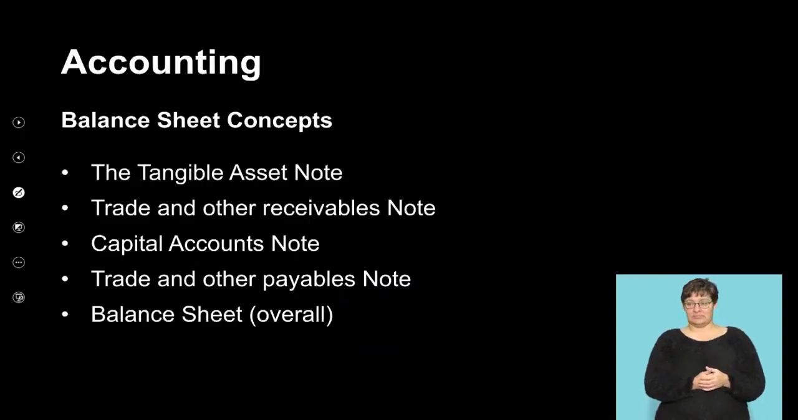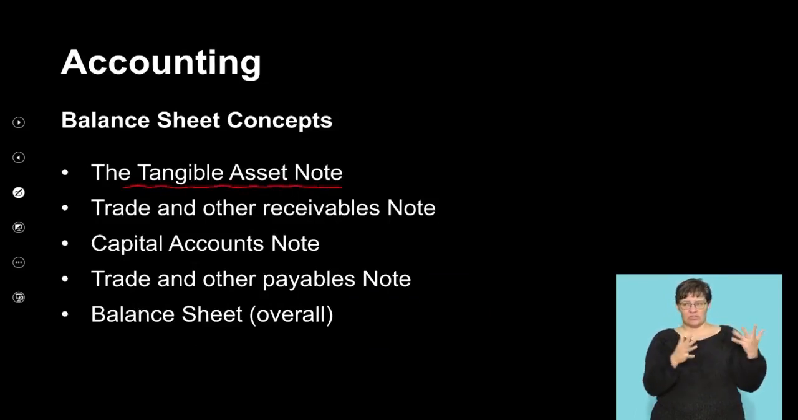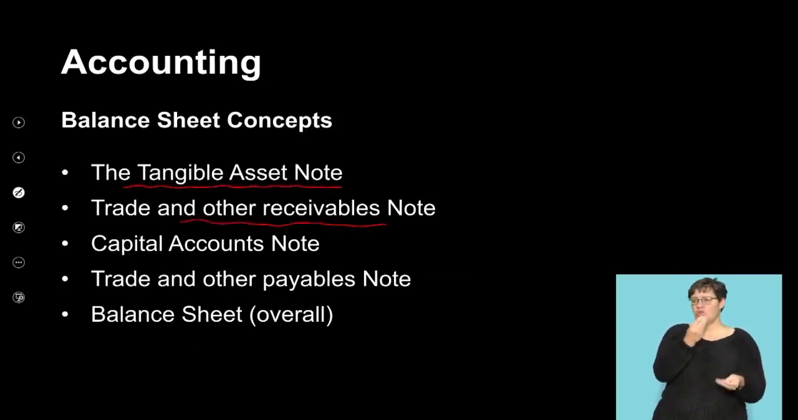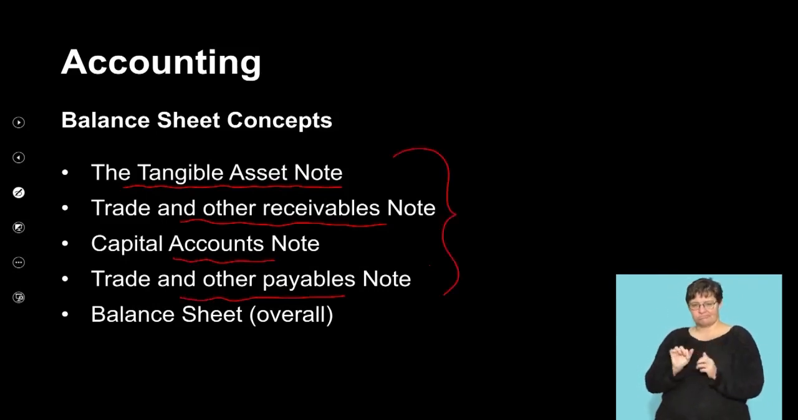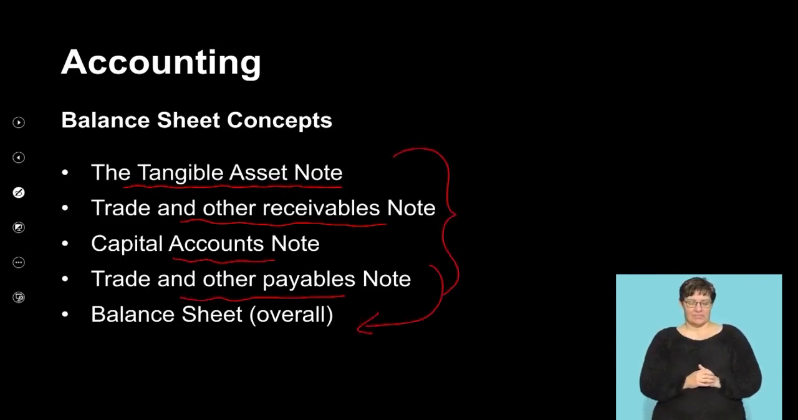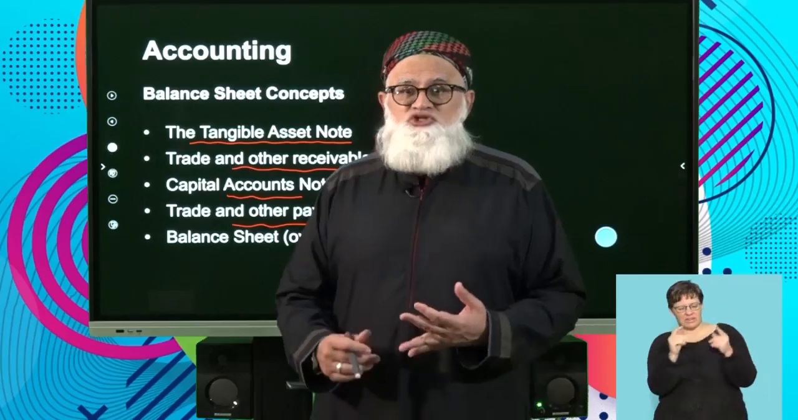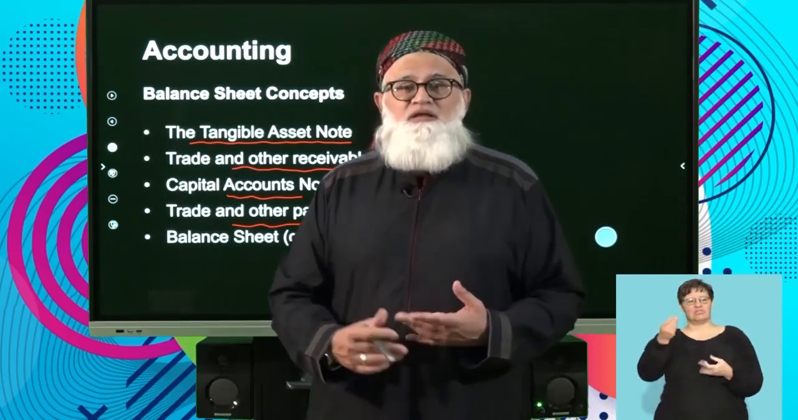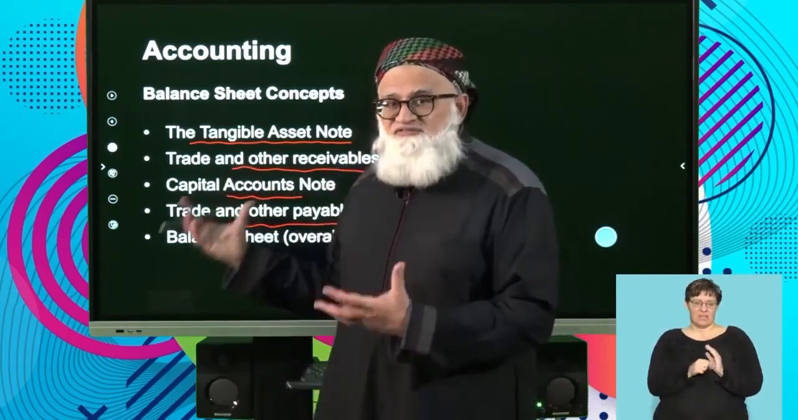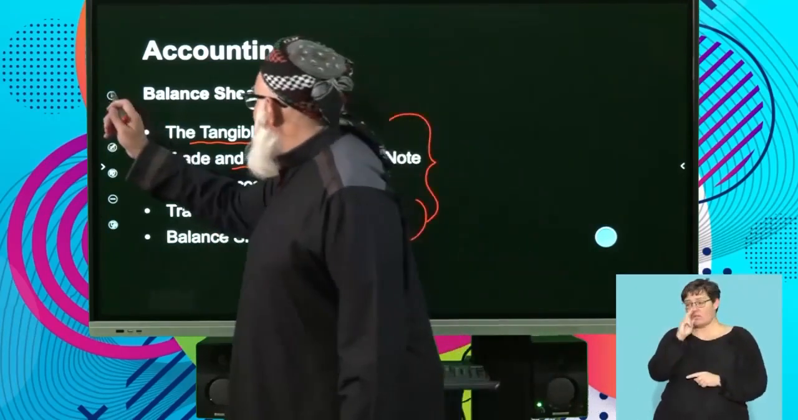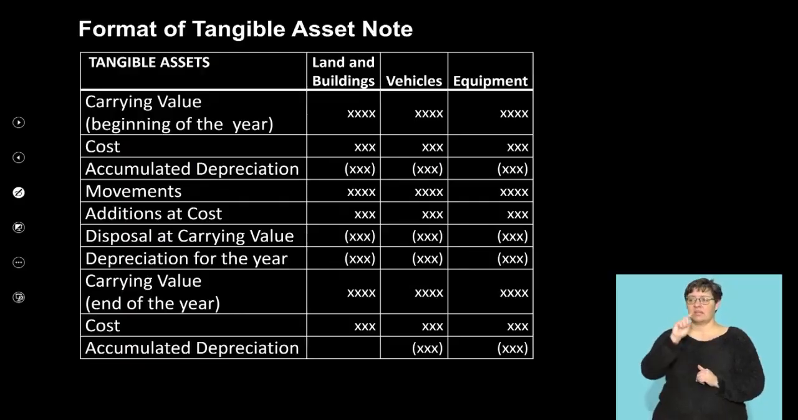Now remember, these are notes that you have to complete: the tangible asset note, the trade and other receivables note, your capital account note, your trade and other payables note, and obviously all of these then fit into your balance sheet. Now, these are not the only notes. Remember, there's also the cash and cash equivalents, your interest income, interest expense, and your inventories. So all of those are important. We're going to highlight a few of them here, and the first one we're going to be looking at is your tangible asset note.